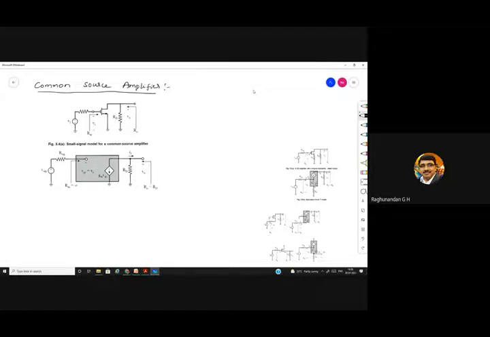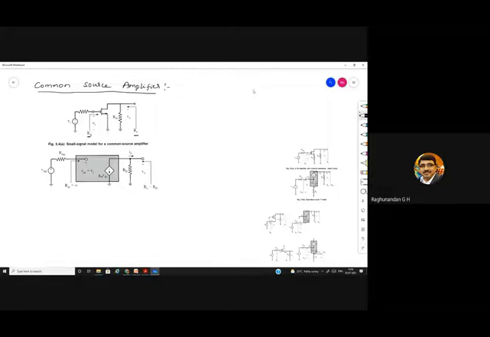The common source configuration is similar to the common emitter configuration, which is analogous to the BJT, where the emitter is common to both input and output part. So here in the common source amplifier, the source terminal is common to the input circuit, and this is the output circuit.